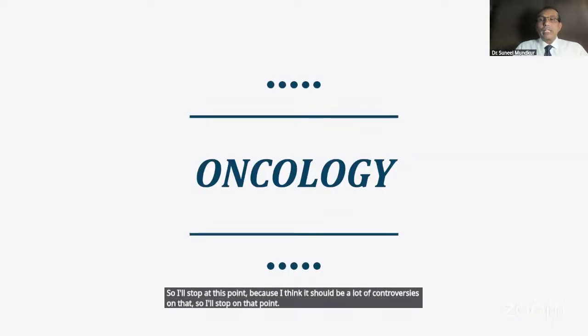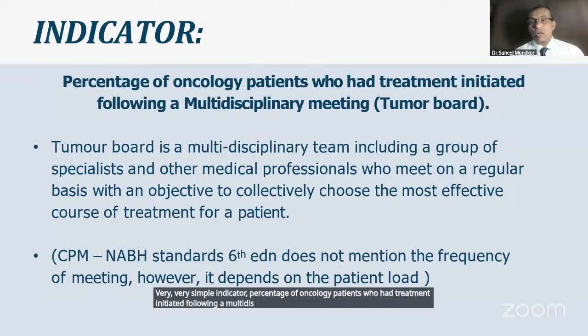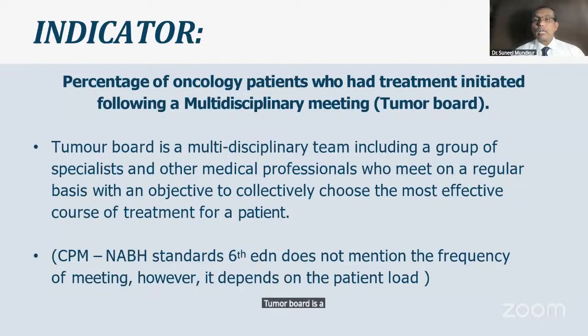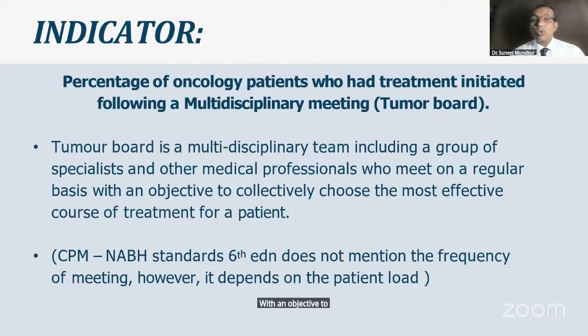The fourth indicator which I need to discuss is on oncology. A very, very simple indicator: the percentage of oncology patients who had treatment initiated following a multidisciplinary meeting or the tumor board. A tumor board is a multidisciplinary team including a group of specialists and other medical professionals who meet on a regular basis with the objective to collectively choose the most effective course of treatment for a patient.